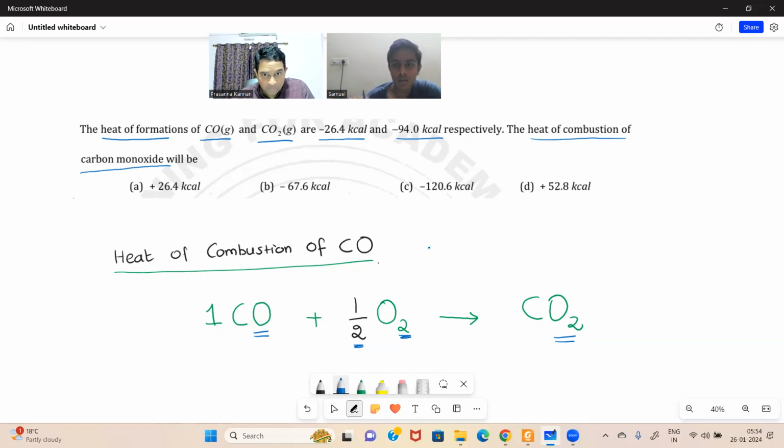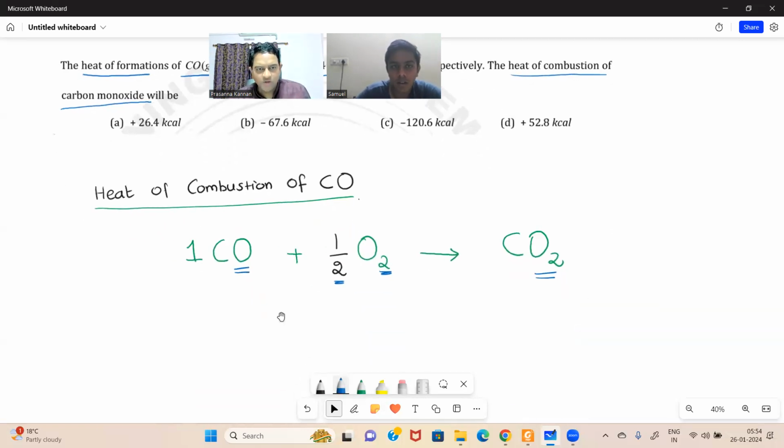Clear, Samuel? Yes, sir. Balancing, there is no doubt, right? No, sir. Okay. Now, what you should not do: I have a fraction here, so I'll multiply the whole equation by 2. No. You should not do it here in thermodynamics. Why?